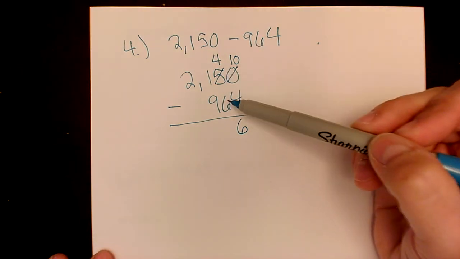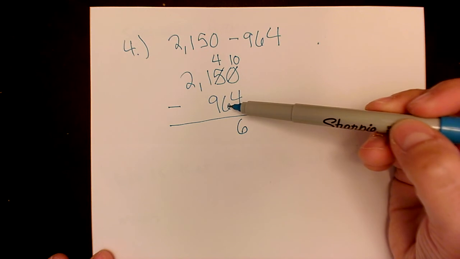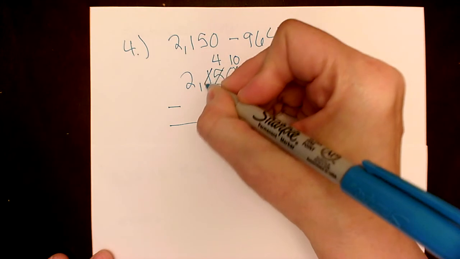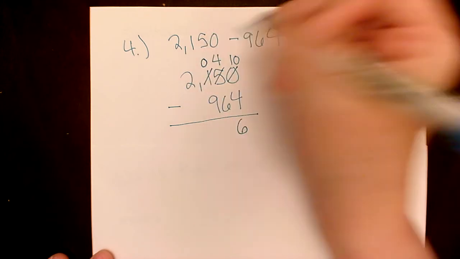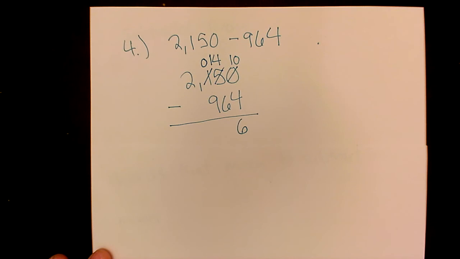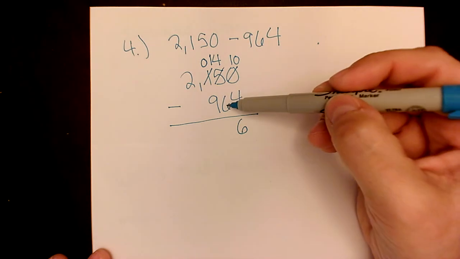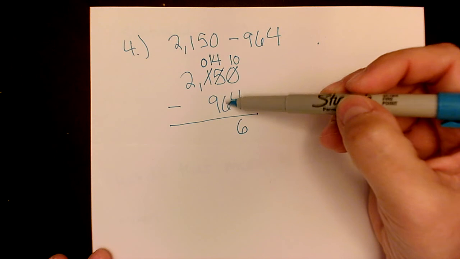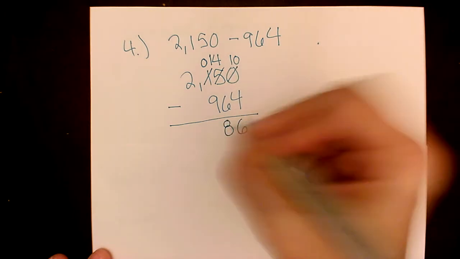Looking to the next column as we're going to the left, can I take 6 away from 4? Don't have enough. So I need to come over here and borrow, and this becomes a 0, and that becomes 14 or 14 tenths. So now I have enough, I can take 6 away from 14. So 14 minus 6 is 8.